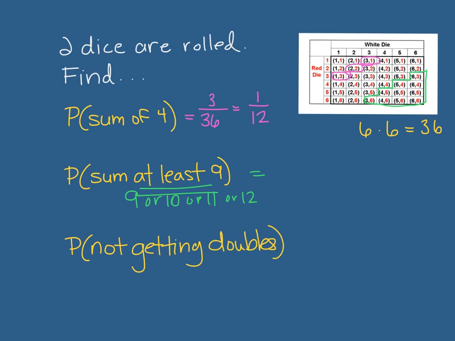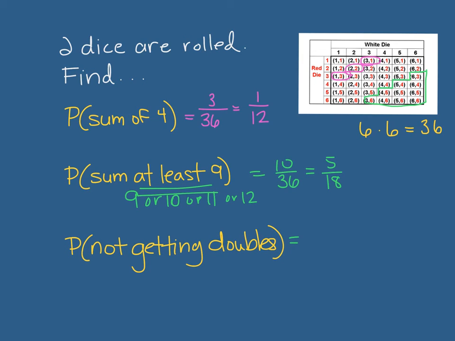6 and 4, 4 and 6, 5 and 5 are all 10s. 6 and 5, 5 and 6 are 11s. 6 and 6 is 12. So there's 4, 7, 8, 9, 10 ways to get what I want out of 36 total, which would be 5/18 if we simplify.